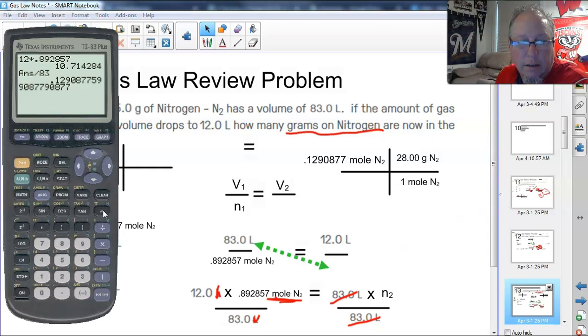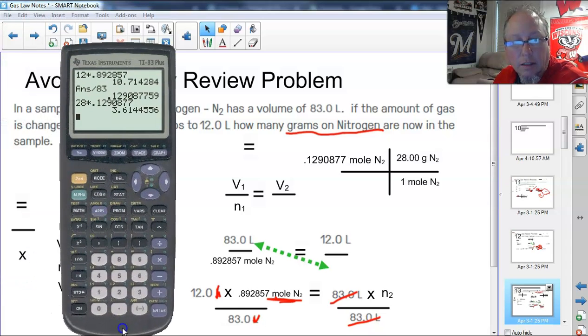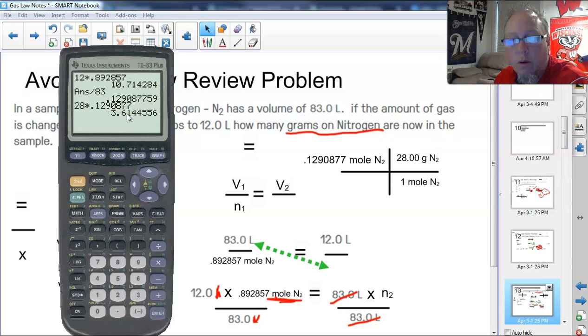So if I take 28 times 0.1290877, 3.61, yeah, looks like I get 3 sig digs. 3.61 grams of nitrogen would be my final answer.